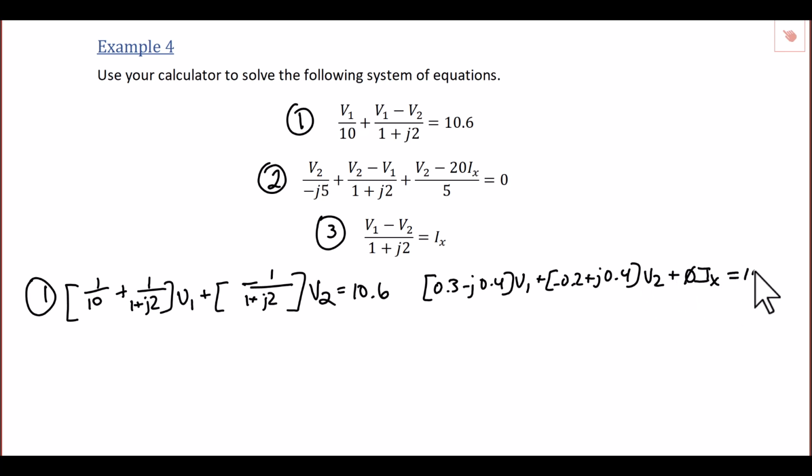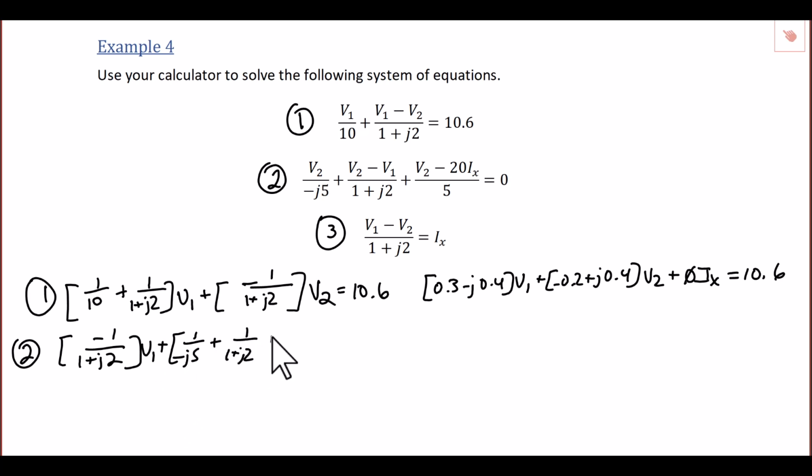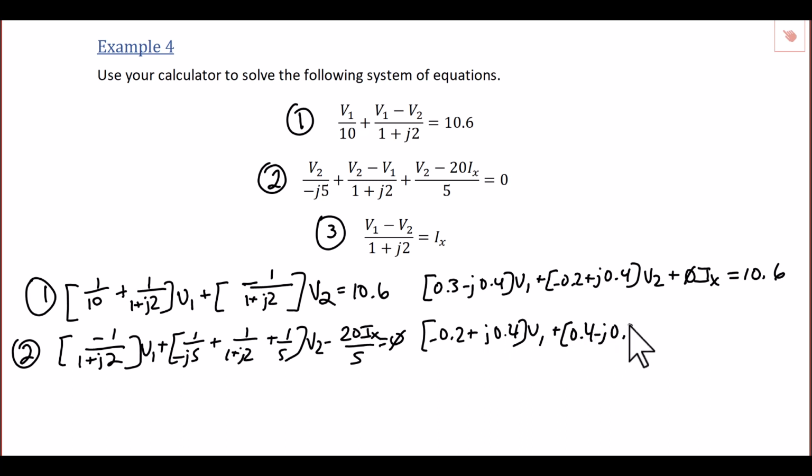Equation 2 is negative 1 over 1 plus J2 V1 plus 1 over negative J5 plus 1 over 1 plus J2 plus 1 over 5 V2 minus 20 over 5 IX, and that equals 0. So once again, we can simplify the expressions in brackets and get negative 0.2 plus J0.4 V1 plus 0.4 minus J0.2 V2 minus 4 IX equals 0.